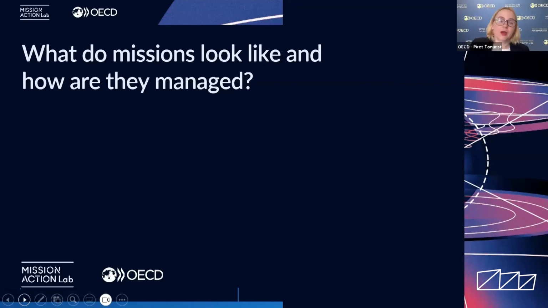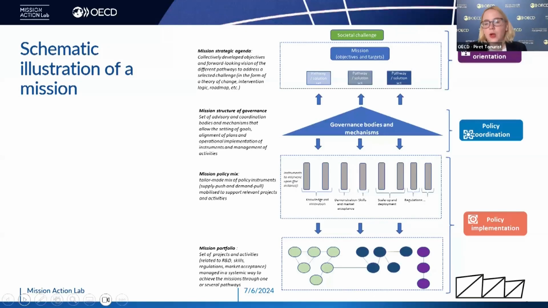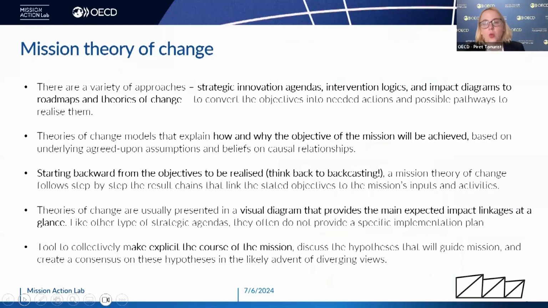But once again, you are thinking about the different structures, you're actually analyzing what would work best. So you come to the question of how to manage them in practice as well. And while we see the structures that the OECD usually looks at, we looked at the strategic agendas, the structures of governance for the missions themselves, what kind of policy mixes they have access to, how they do mission portfolio management in terms of implementation. What we find the most important in terms of making those implementation structures is having a good theory of change below that.